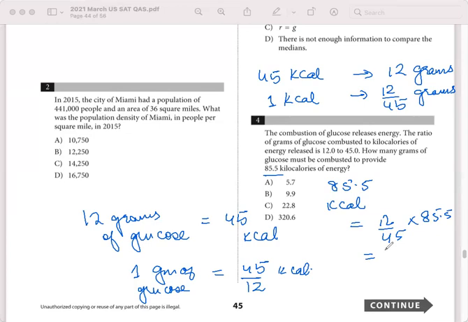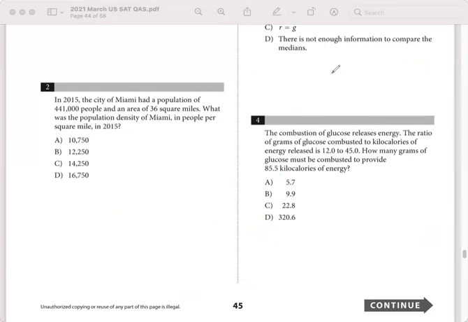calculator. That comes to 12 multiplied by 85.5, and that divided by 45, which comes to 22.8. So 85.5 kilocalories would be released from 22.8 grams of glucose. Okay.